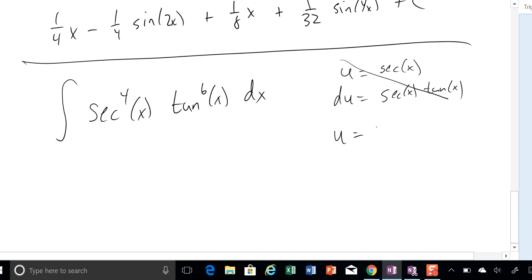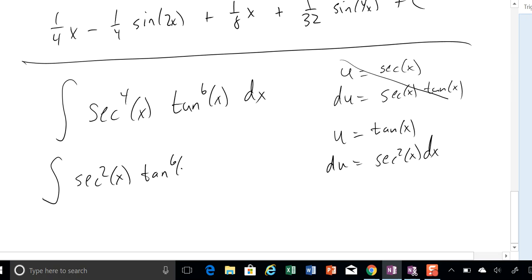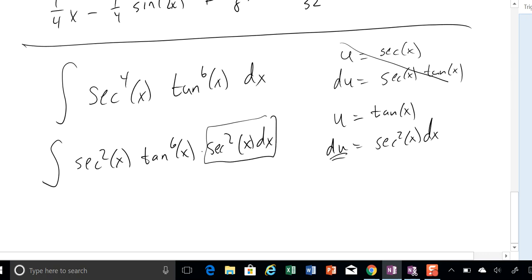It's better to do u equals, in this case, u equals tangent of x, because du is going to be secant squared x dx. And so what I want to do is I want to split up this secant to the 4th, I want to call it a secant squared of x tangent to the sixth of x times another secant squared. Why did I write sine? It must be the jet lag. I'm going to blame it on the jet lag. Secant squared x dx. So when I'm doing my u substitution, the secant squared x dx is going to become my du when I go to do my substitution.